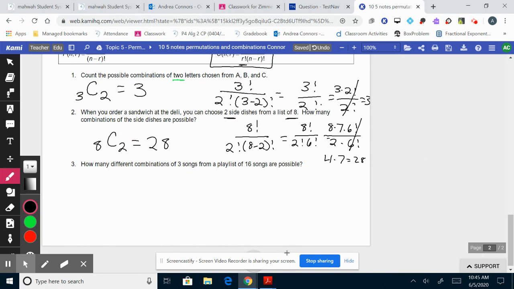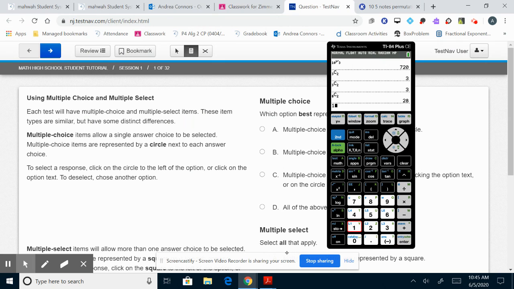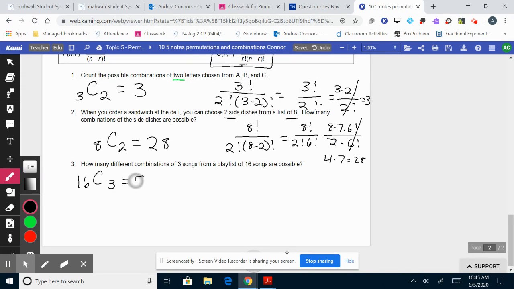How many different combinations of 3 songs from a playlist of 16 songs are possible? Again, 16 choose 3. Use my calculator first, 16, math, probability, choose 3, and you get 560.